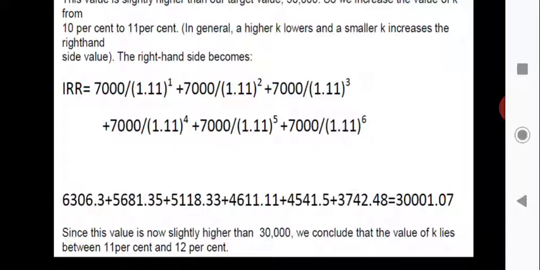So since the value is now slightly higher than 30,000, we conclude that the case lies between the percentage of 11% to 12%. ചിലപ്പോൾ 11.5, 11.25 ഒക്കെ കൊടുത്തു കഴിഞ്ഞാൽ നമുക്ക് കിട്ടുമായിരിക്കും ഡിസ്കൗണ്ട് റേറ്റ്. But നമുക്ക് ഇതിൽ എങ്ങനെ conclude ചെയ്യാൻ വെച്ചാൽ K lies in between 11% and 12%. അതായത് IRR പറഞ്ഞാൽ ഇത് നെറ്റ് പ്രസൻറ്റ് വാല്യൂവും പിന്നെ അതിൻ്റെ ബെനിഫിറ്റ്സും ഈക്വൽ ആവുന്ന അതിൻ്റെ ഡിസ്കൗണ്ട് റേറ്റ് കണ്ടുപിടിക്കുക എന്നുള്ളതാണ്.